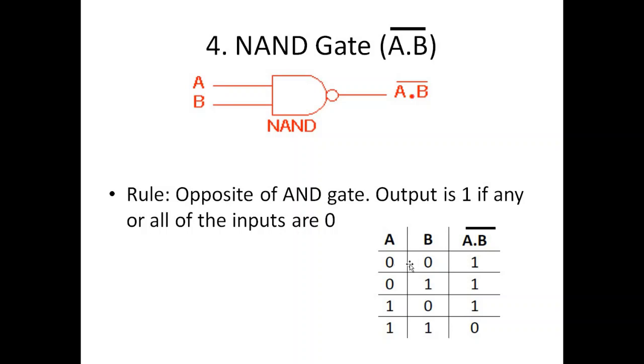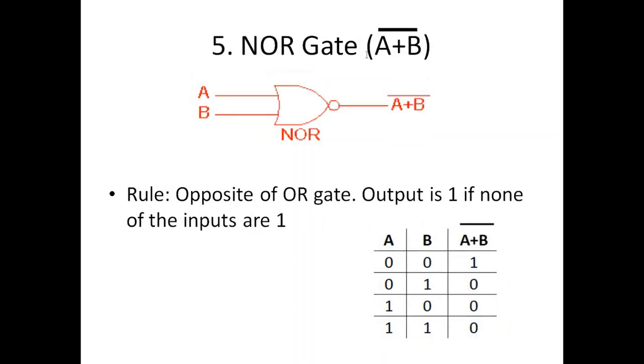because this 0 multiplied by 0 should give you 0, but since there is a not involved denoted by this circle, since the output is reversed, so we get a 1. 0 multiplied by 1 should give you 0, but because of this bar, this reversal, we get a 1. Again 1 multiplied by 0 should be 0, but we get a 1. 1 multiplied by 1 should give you 1, but because of the not part, we get a 0.